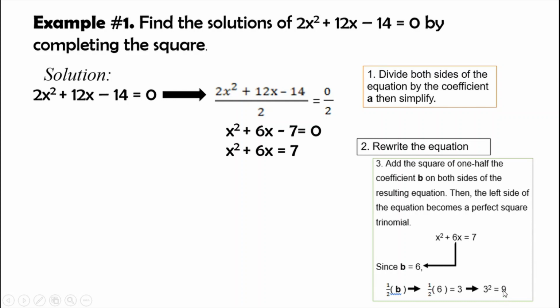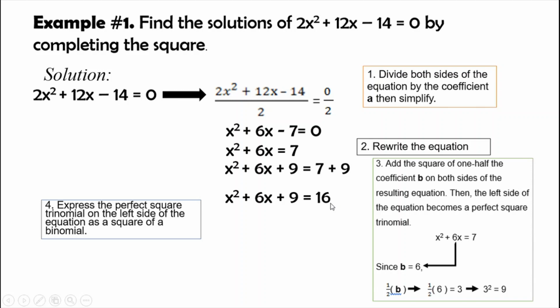Add this 9 on both sides of the equation. So, it looks like this: plus 9 and plus 9 here. So this side is now a perfect square trinomial. Next, simplify. Add 7 and 9. So, x squared plus 6x plus 9 is equal to 16.